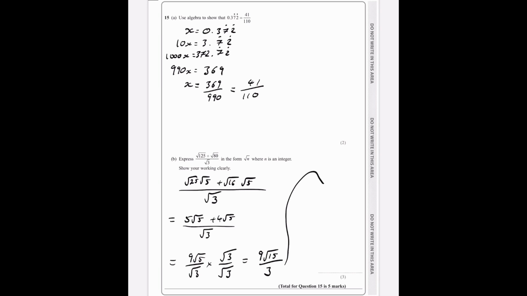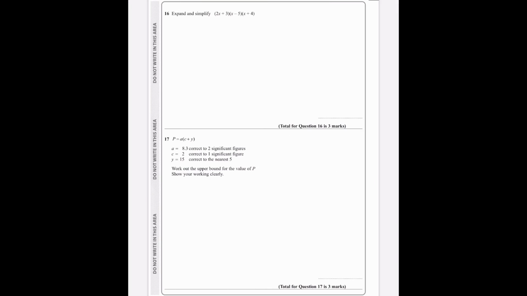The 9 over 3 can cancel to make 3, so our fraction becomes simply 3 root 15. 3 is the same as the square root of 9, so I'm going to rewrite 3 as root 9. Root 9 times root 15 is root 135, which is my answer for that one. Question 16.